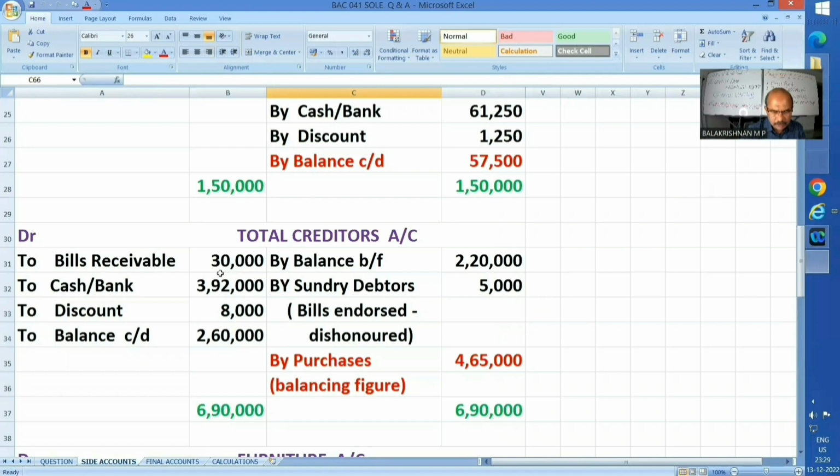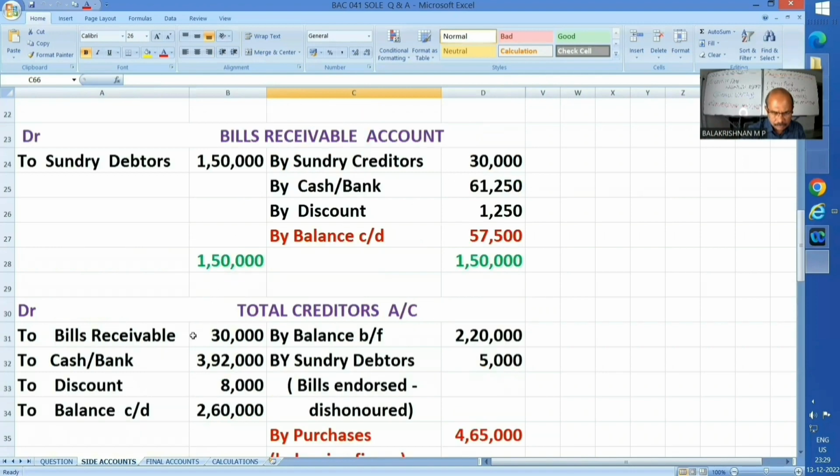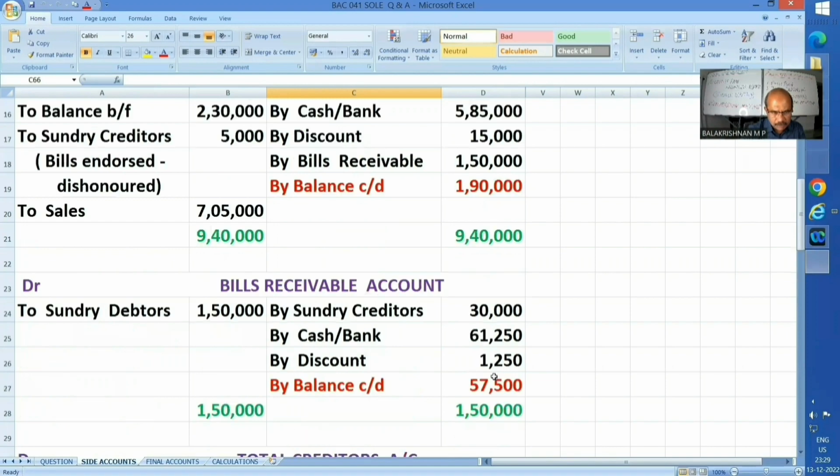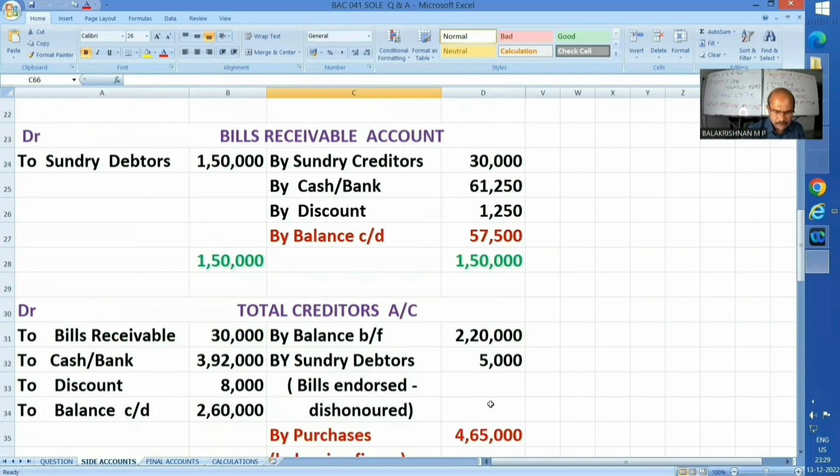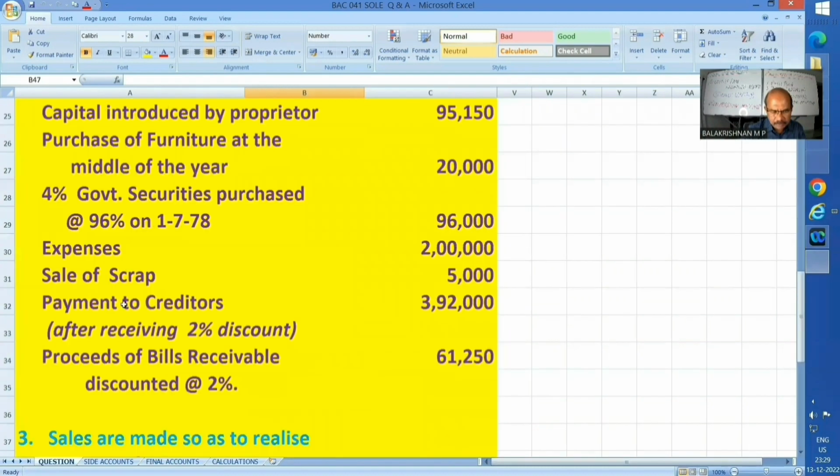And this 30,000 corresponding entry only I explained to you. Bill endorsed dishonored 5,000. This also I explained to you. Is it not? Yes. So credit side entries are okay. Debit side 30,000 explained, and this 3,92,000 has been very clearly given. Payment to creditors is 3,92,000 after receiving discount. Okay, discount we'll find out.